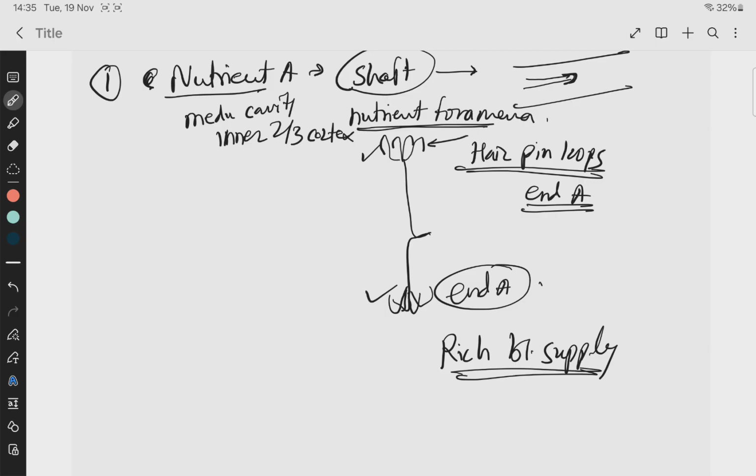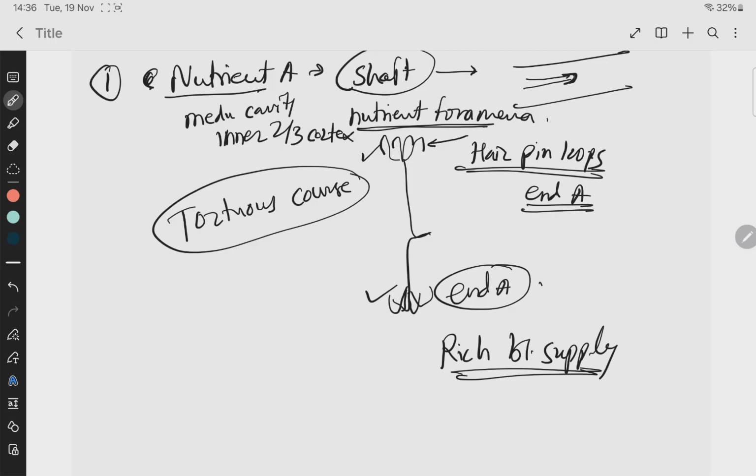It is the artery entering into the shaft of the bone. Where it enters, the artery becomes tortuous in course. Why does this nutrient artery become tortuous when it comes to the bone? Because of the movement of the muscles over the bone, the artery will move with them, so it gives space for the movement. That's why it is tortuous.